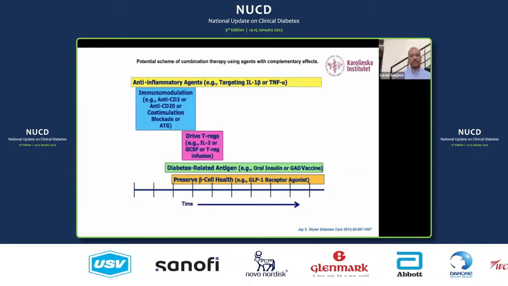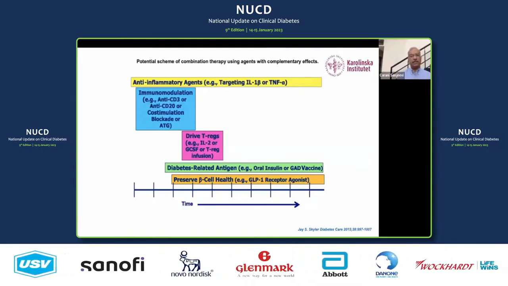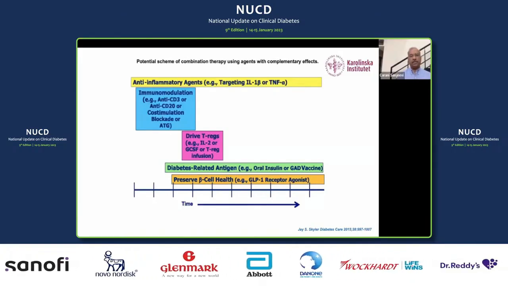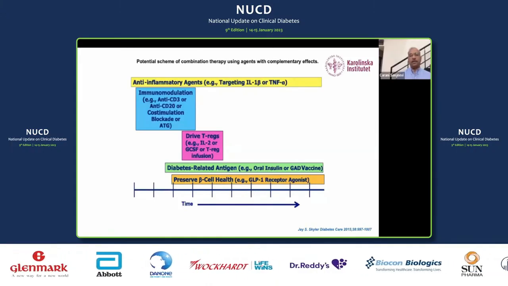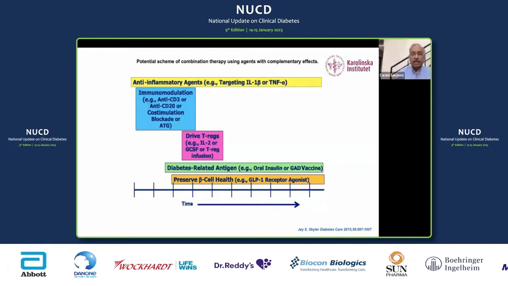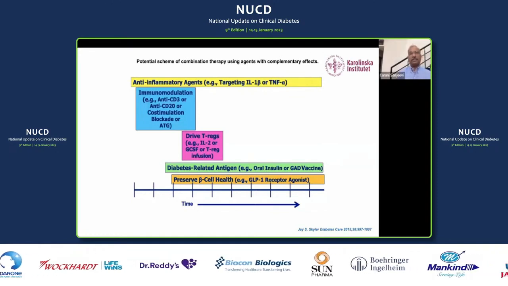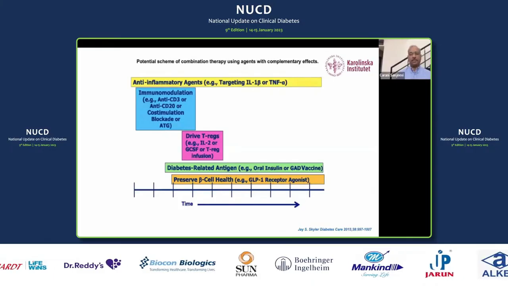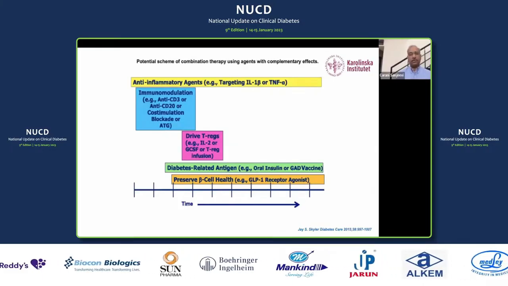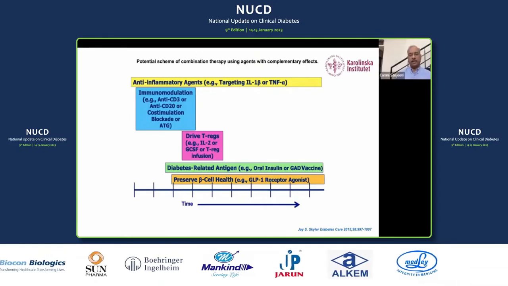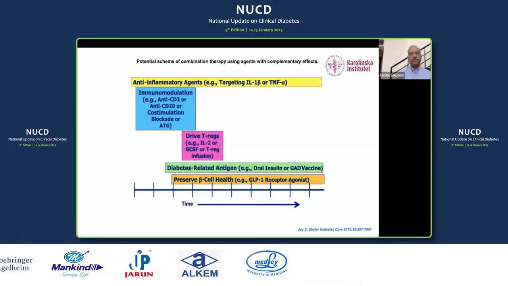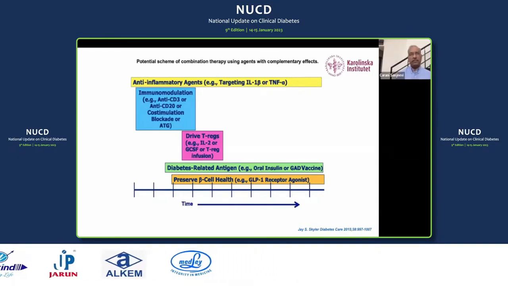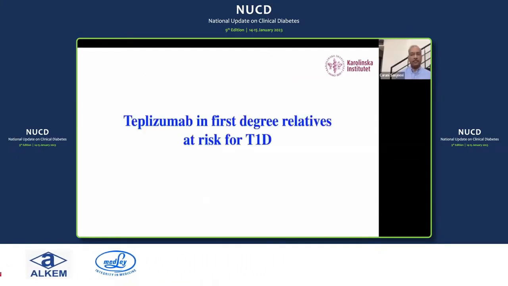This was the paper published by Jay Schuyler in Diabetes Care, where he shows a variety of approaches, and he is emphasizing that a combination therapy using these agents with complementary effects will have great value in delaying the destruction of the beta cells or even preventing beta cell destruction. It's all a question of the timing. When do you time this? This will determine how many beta cells you can save. So with these approaches, what has happened in the last 1 year is an exciting development with a monoclonal antibody called teplizumab.